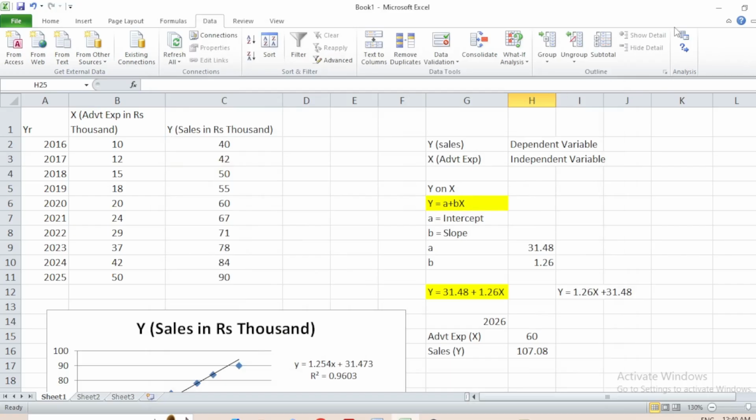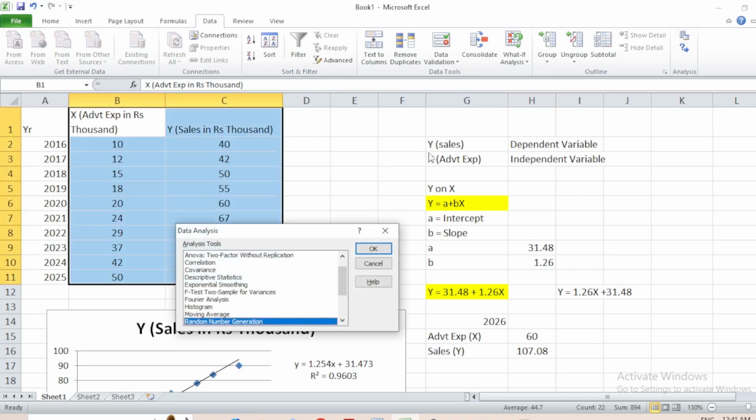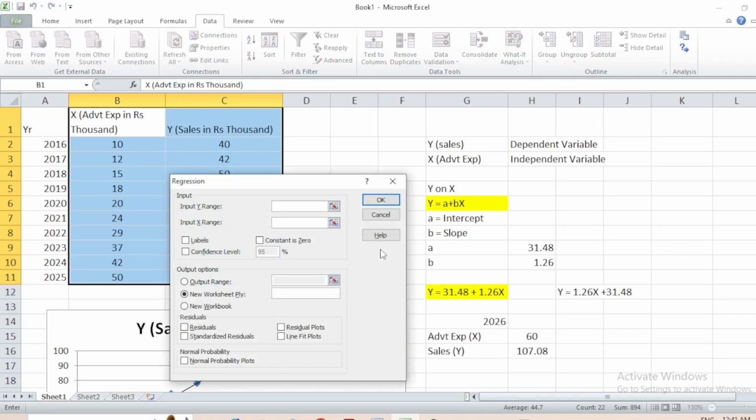Now this data analysis tab. How to use this data analysis? You just have to select the data, click on data analysis tab. There are a lot of calculations that can be done. It could be correlation, covariance, descriptive statistics, but we will use the regression tab. So select regression and just press OK.